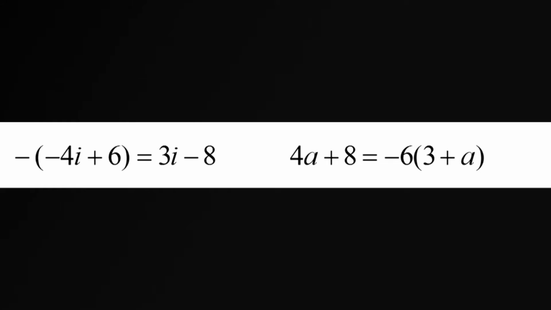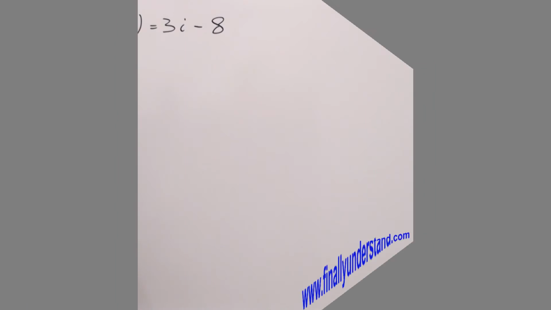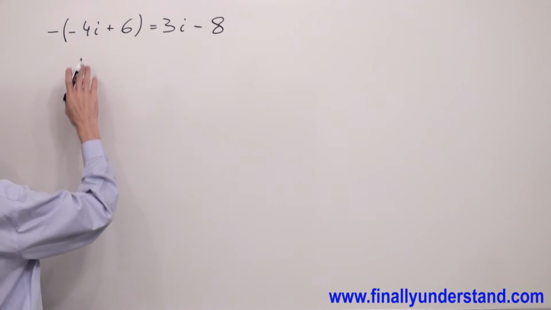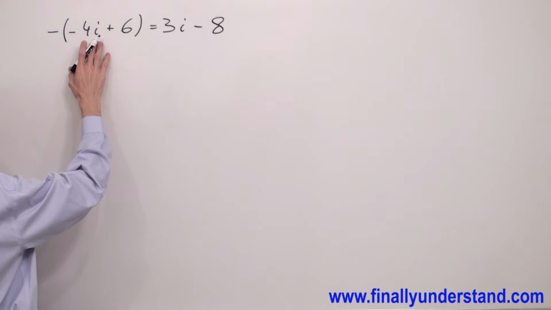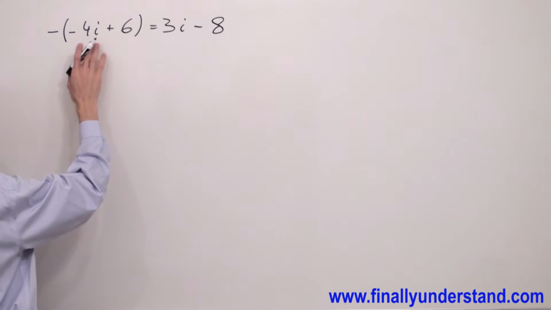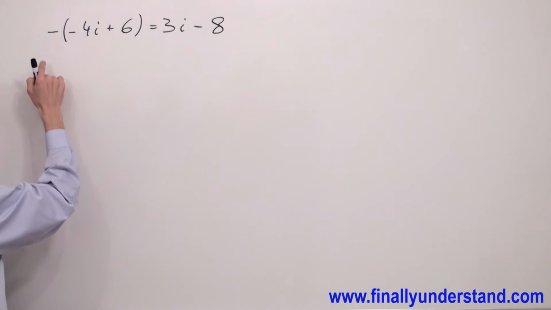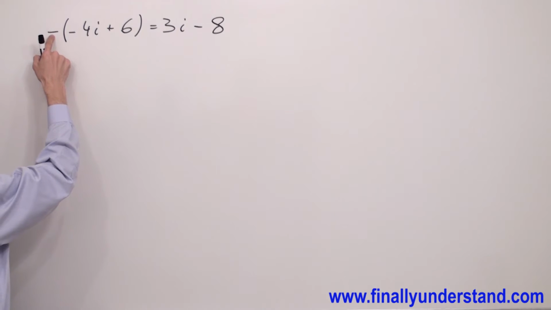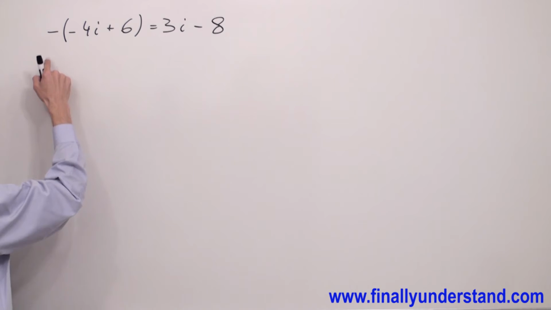In the first example, we have i on both sides of the equation. One of them is inside of the parentheses. First, we have to eliminate the parentheses. We have to multiply the negative sign by every single sign inside of the parentheses.